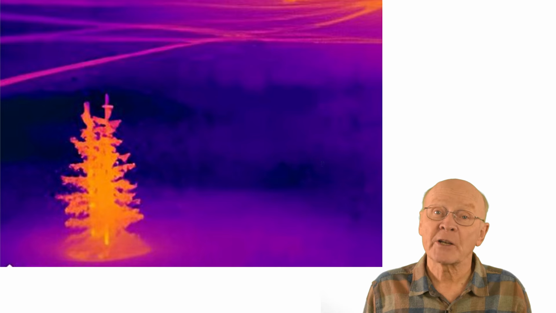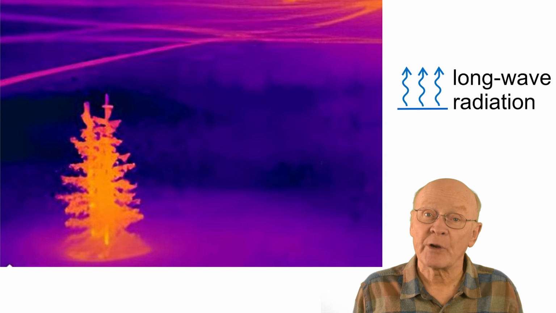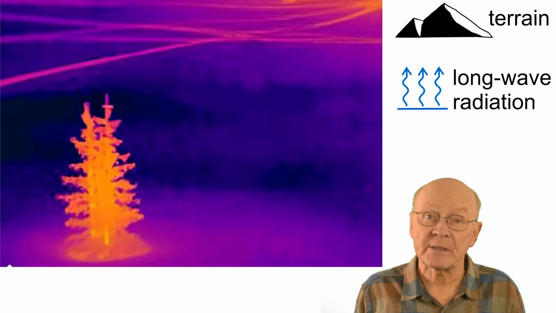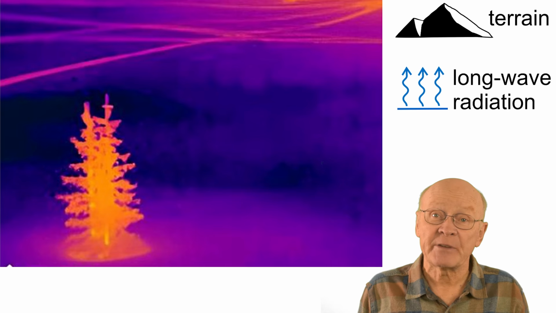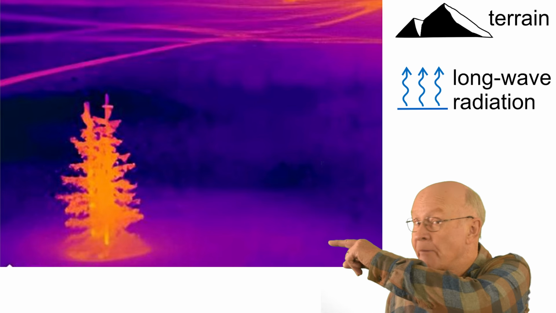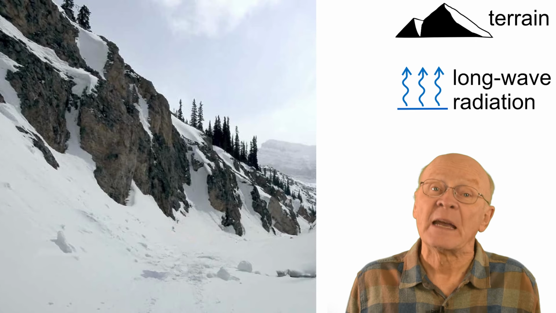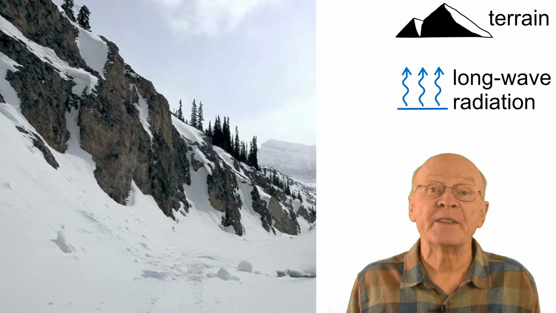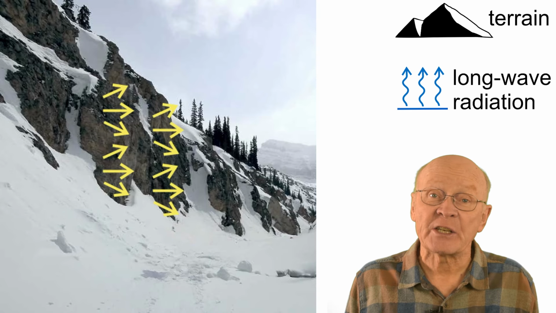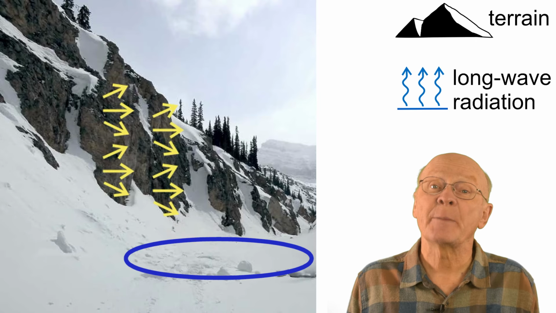I want to pick up on Mark's point about long-wave radiation from trees and relate it to terrain features. In this infrared image of a tree, we see that long-wave radiation from the tree has warmed the nearby snow surface. Similarly, the rocks and snow on this cliff are emitting long-wave radiation and warming the nearby snow surface at the base of the cliff.